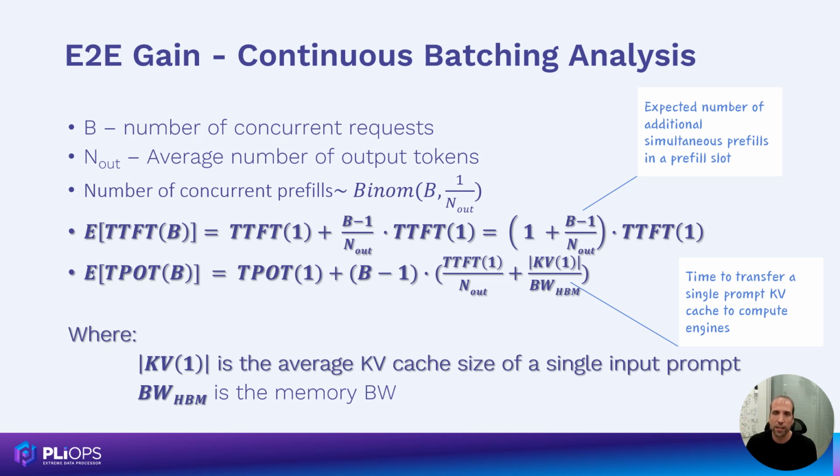But this is the interesting part. This is the interference of concurrent prefills on the average TPOT. And we can reduce this part significantly with our KV cache offloading. And that's exactly the mechanism through which prefill speedup, or prefill gain, translates into an end-to-end gain.